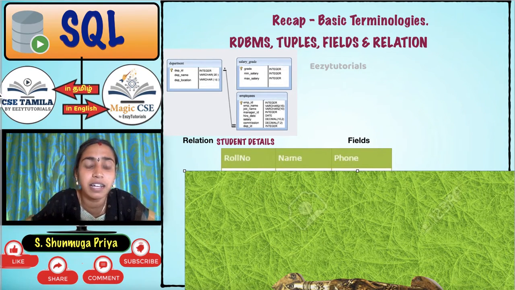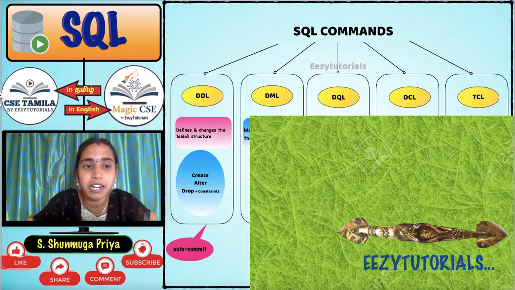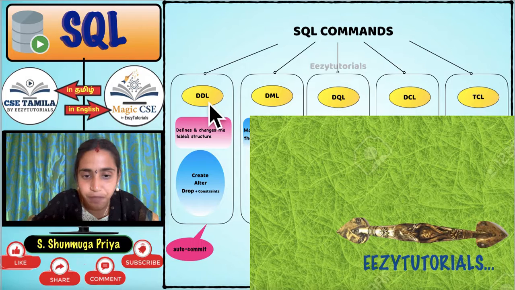Constraints means those are rules. We'll be discussing constraints separately. All these definition-related things come under DDL commands. Basically you have create, alter and drop. Then along with that you will be learning constraints. These together define the DDL, that is data definition language.